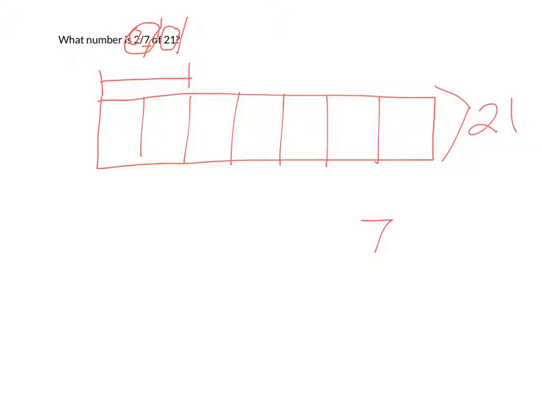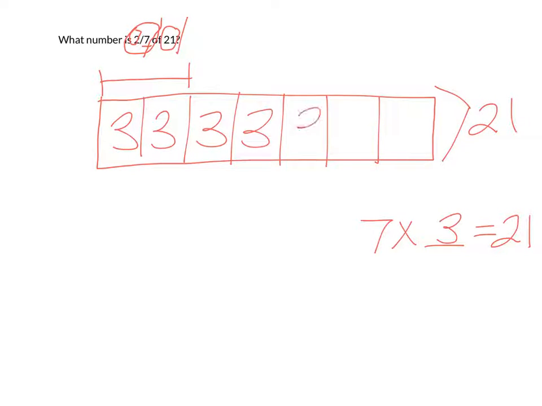So we have 7 parts times some parts equals a whole of 21. Well, this is a math fact. 7 times 3 is 21, so 3 goes in each one of our boxes.